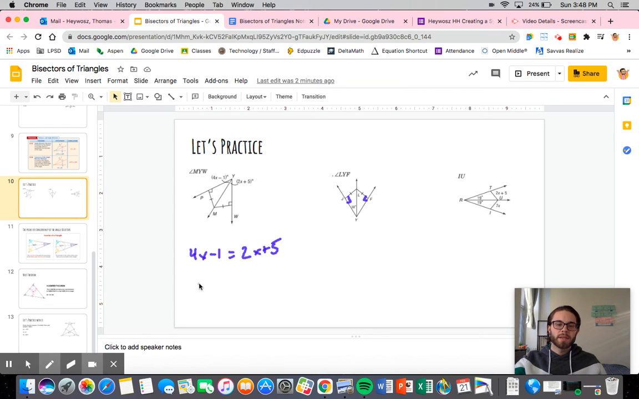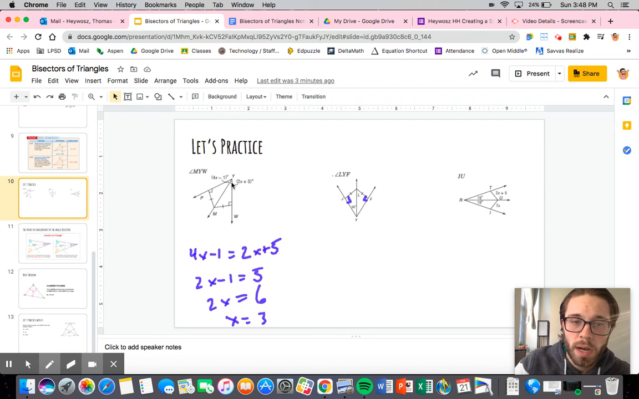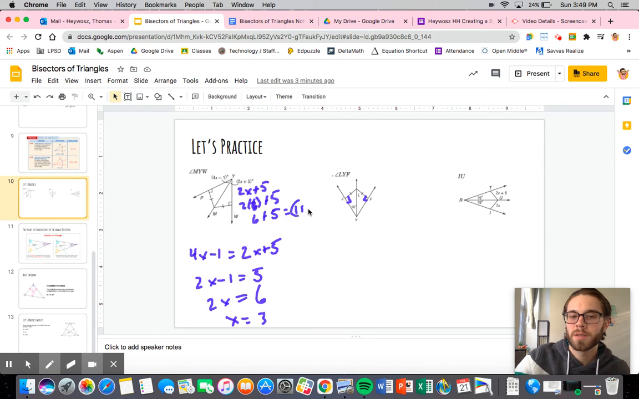So that would be minus the 2x would be 2x minus 1 equals 5. So 2x equals 6 when we add 1 to both sides. X equals 3. Now I need MYW, so I'm going to plug it in here. So 2x plus 5, 2 times 3 plus 5, 6 plus 5 is 11. So the measure of this angle is 11.